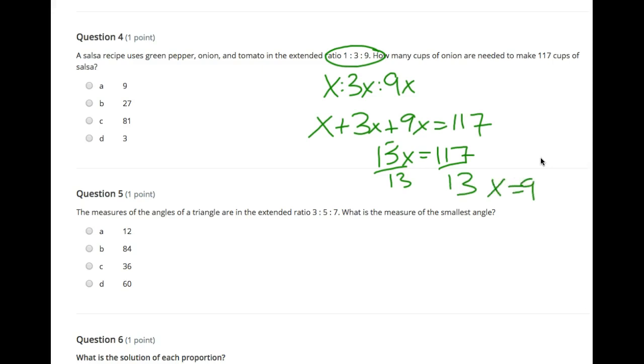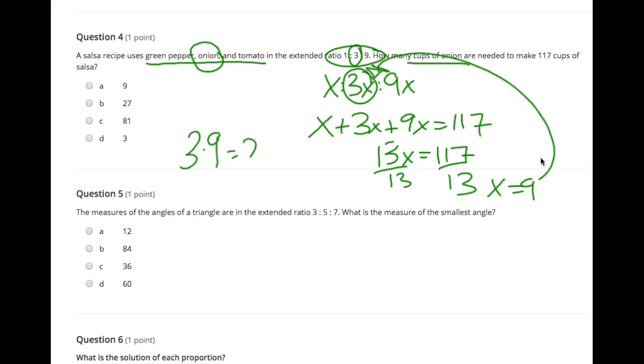Once again though, 9 is an option, not our answer, because they want how many cups of onion. So here's where the order is important. They give you the order of the ratio right here. It goes green pepper to onion to tomato. So that means that onion is the middle number of our ratio. That's our 3, or our 3x. So that's where I'm going to plug my 9 in. I go 3 times 9, and I get 27 cups of tomatoes, and here that is.